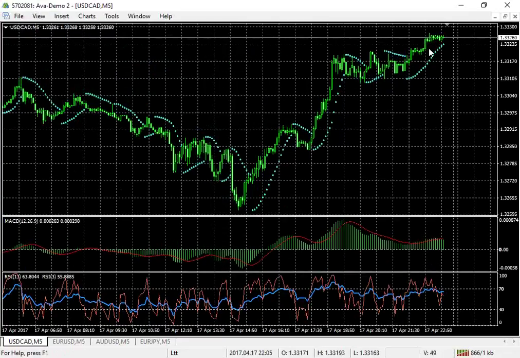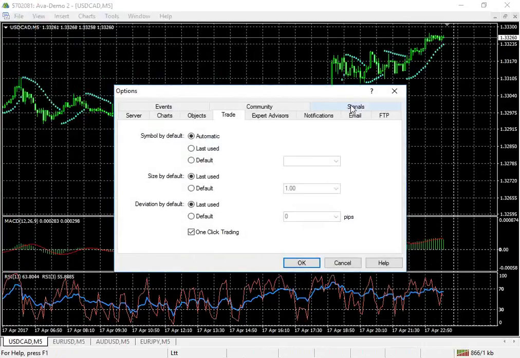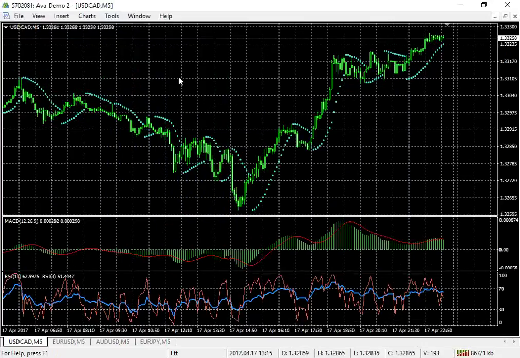Okay, so now I've got one big chart that takes up the whole window, and I've got my links at the top. Now, I want to make sure I activate what they call one-click trading. So I'm going to go where it says Tools, Options, Trade, and make sure you activate one-click trading. This way you don't have to double-click to confirm your order. It's one click.